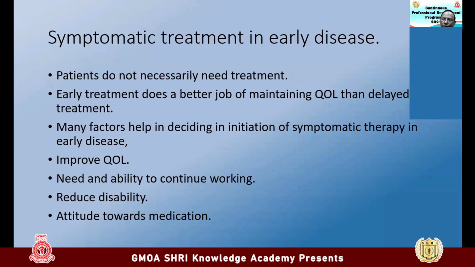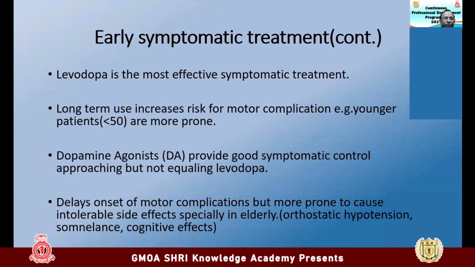Finally, the patient's attitude towards medication is also very important. So when it comes to early symptomatic treatment, as I mentioned, levodopa is the most effective symptomatic treatment. But the issue I mentioned is that on long-term use, when you use it for many years, maybe 2 to 3 years, they develop very dreadful motor complications, which I showed you before, what we call dyskinesia. So mind you, if the patient comes at 45 years old and you start levodopa, you might have to use this drug for another 15 to 20 years in these patients. So you have to be a little careful.